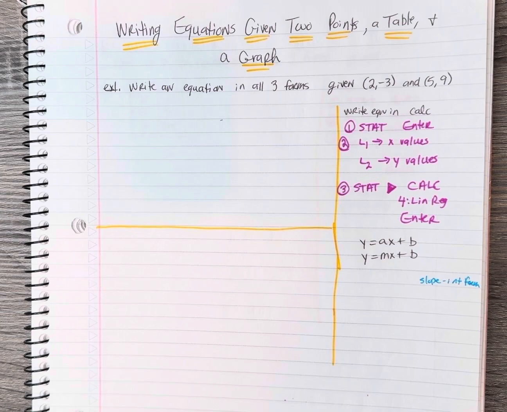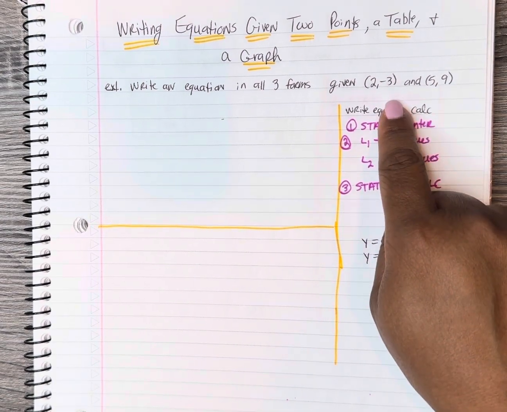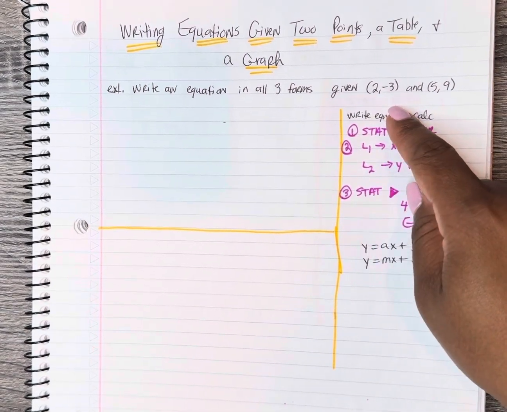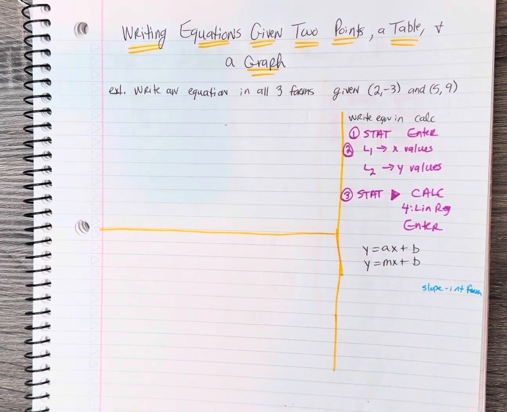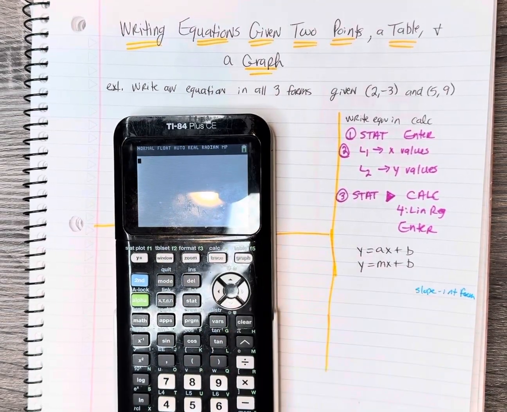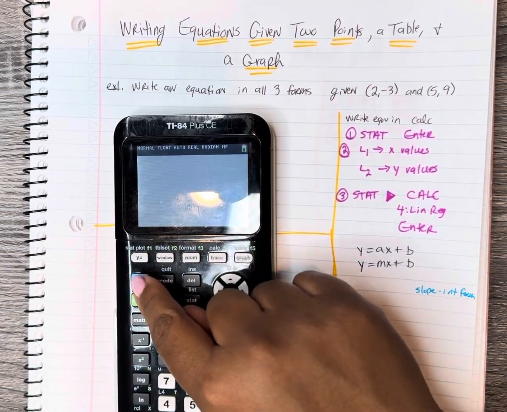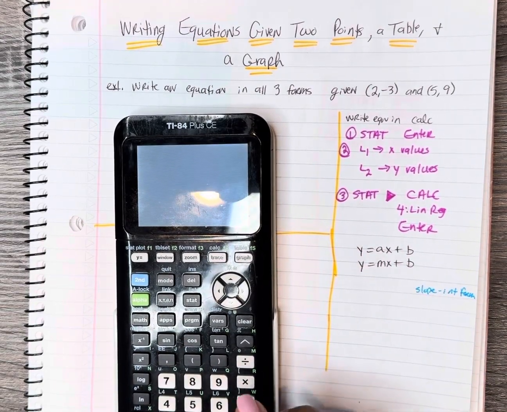Okay. All right, so today we're going to review how to write an equation given 2 points, a table, and a graph. We're going to start with the 2 points we used on Friday to make sure we remember. And we're going to go through the calculator steps first. So grab your calculator. All right, go ahead and clear it by pressing second plus 712.